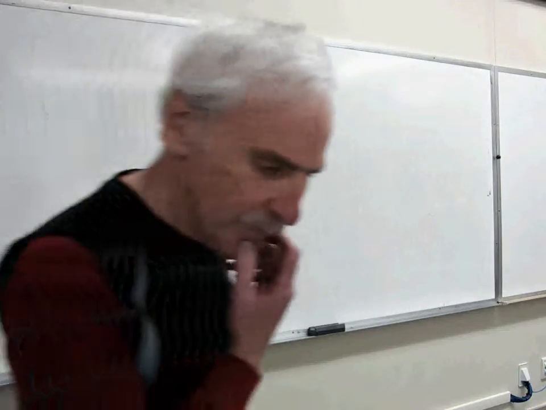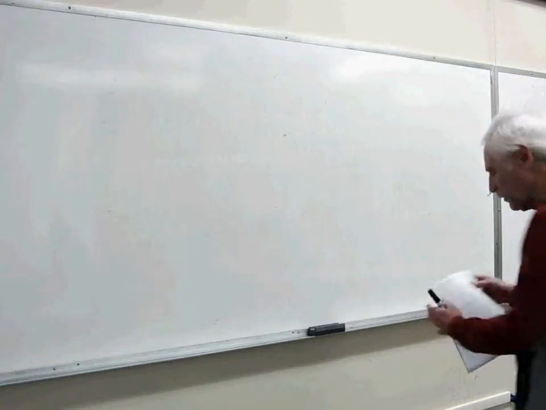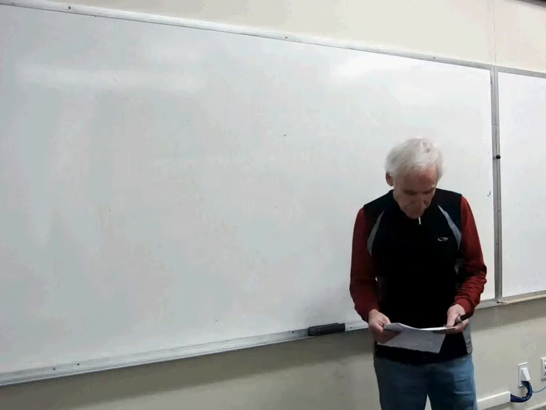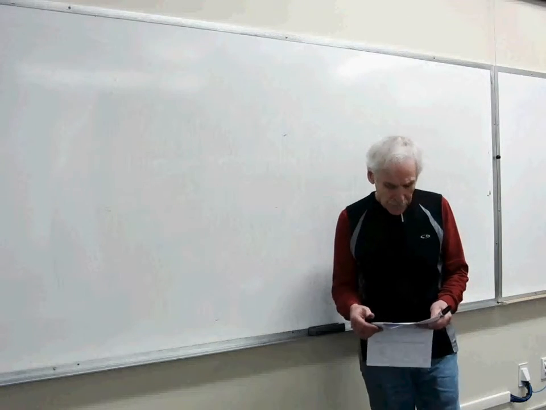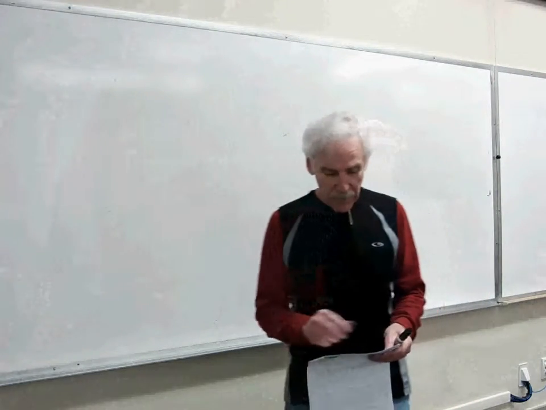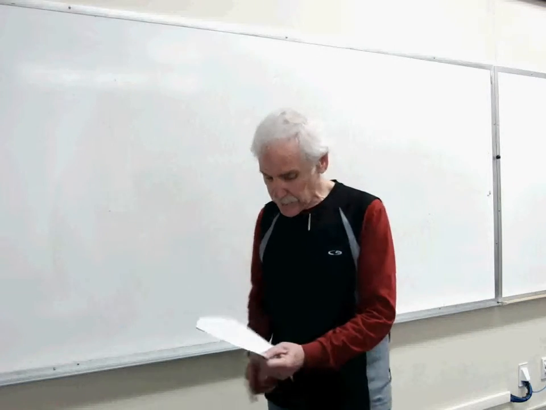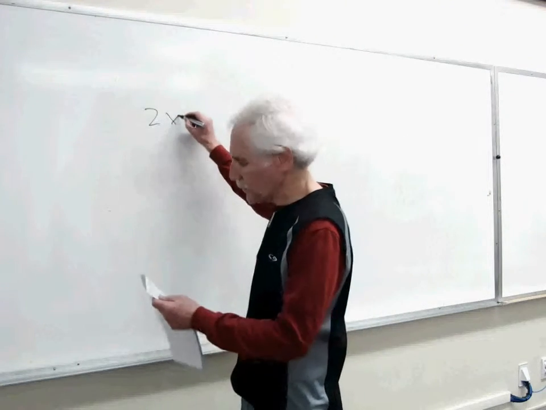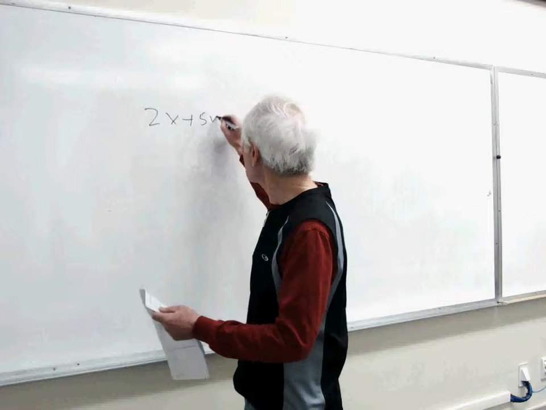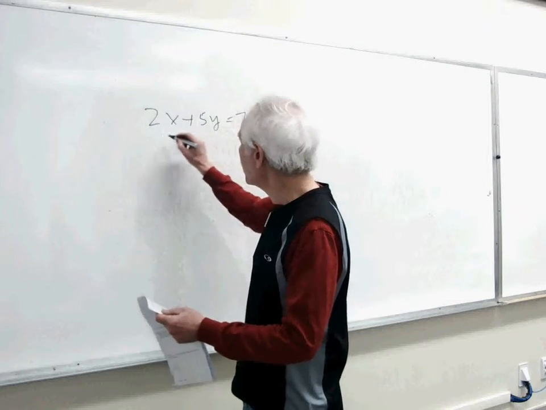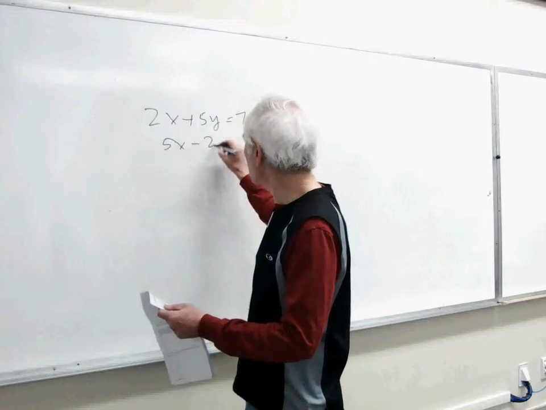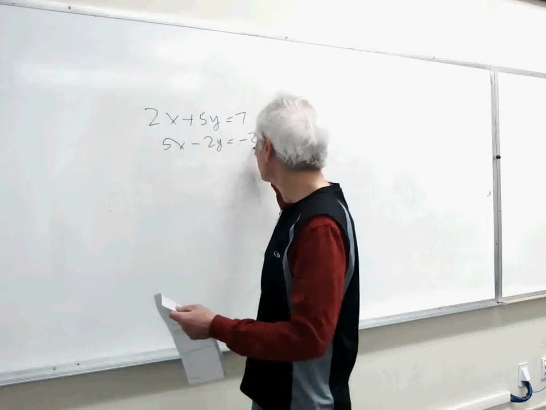Here we go. We're making good progress. Okay, problem 15. Write the augmented matrix and the coefficient matrix of this linear system. So 2x plus 5y equals 7, and 5x minus 2y equals minus 3.